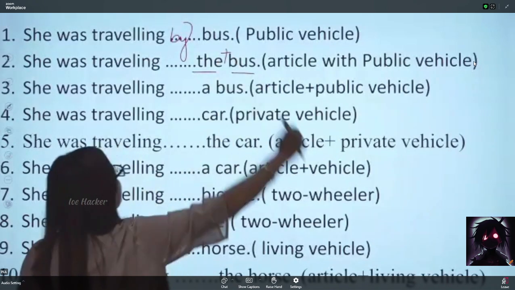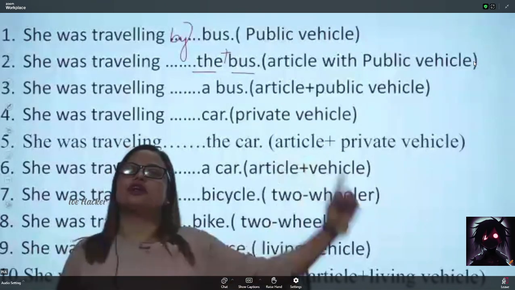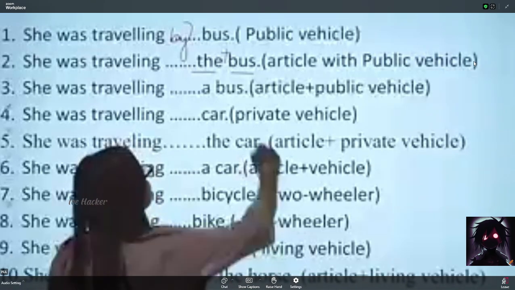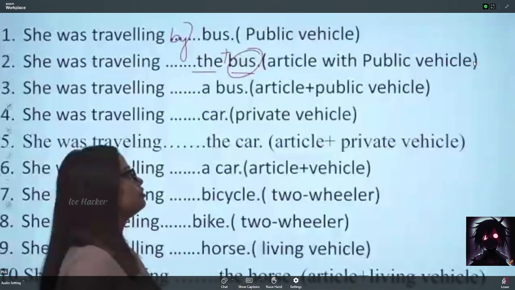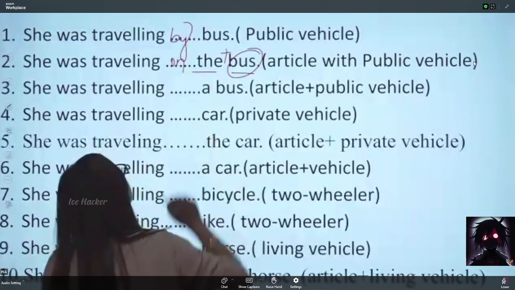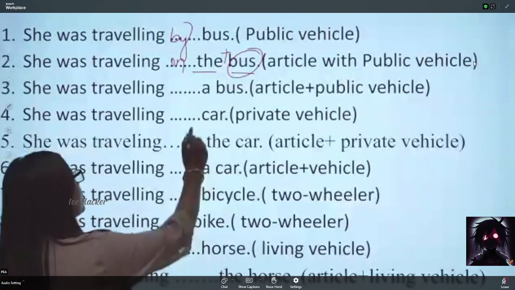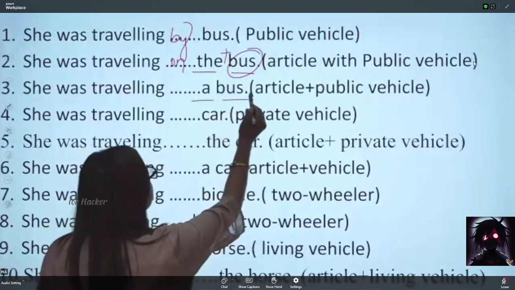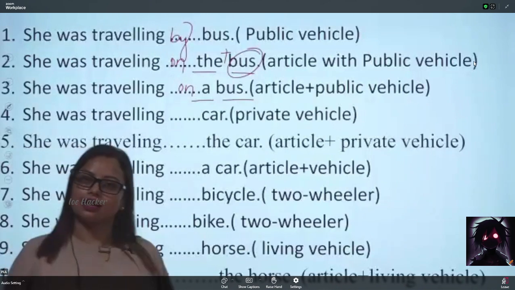If there is fusion of article plus vehicle, then you have to identify whether your vehicle is private or public. Then it is a public vehicle. If your public vehicle comes with an article, then you have to go for on. She was traveling dash the bus. Now see again, article and vehicle. So on the bus.